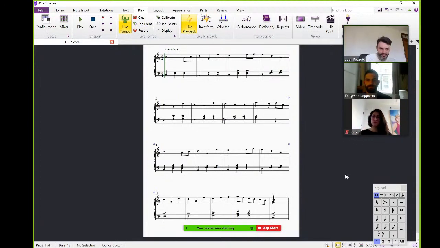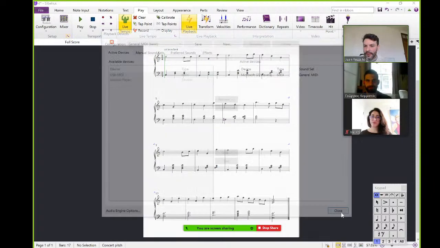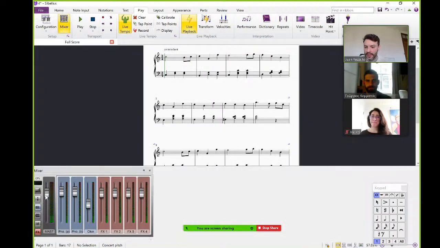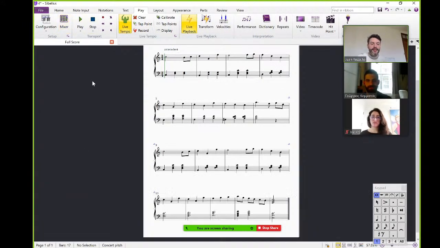Okay. So let's see. Let me just take off the... If I can. Let me see. We'll take off the sound, because it doubles the piano. That's why it doubles it for us as well. Exactly. That's it.